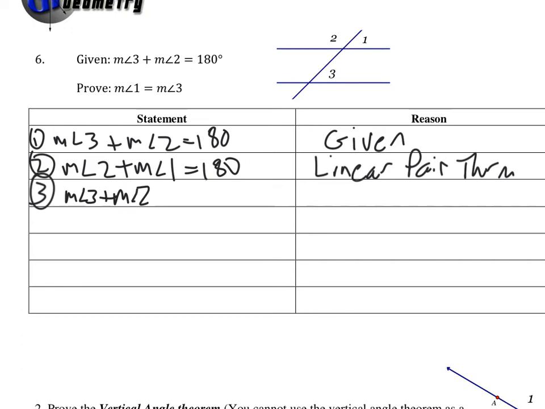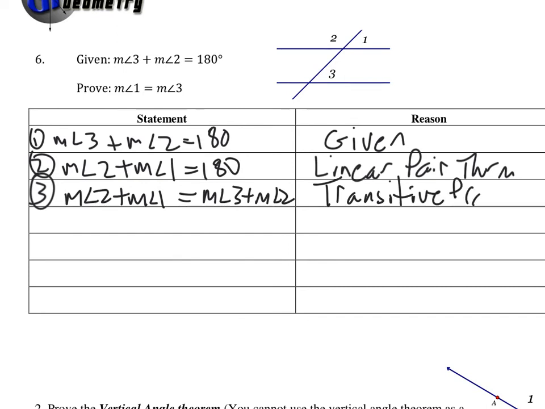is... Actually, I'm going to flip that around. Just thinking ahead here. Let's put the 1. Measure of angle 2 plus the measure of angle 1 is equal to, we know it's equal to 180, but so is the first thing. So that's equal to the measure of angle 3 plus the measure of angle 2. And what do we use there? That's the transitive property. Okay? Transitive property of equality.